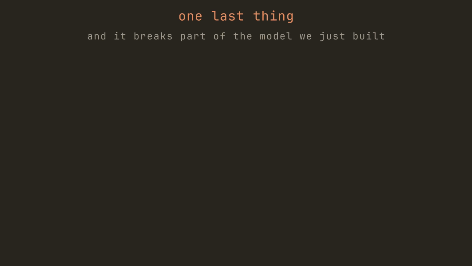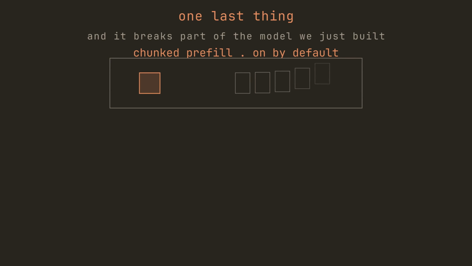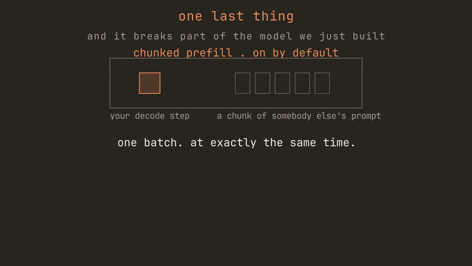One last thing, and it breaks part of the model we just built. Modern vLLM turns on something called chunked prefill by default, which means a single batch can carry a decode step for your request and a chunk of somebody else's prompt at exactly the same time. We will cover chunked prefill in detail in the upcoming episodes, so stay tuned.